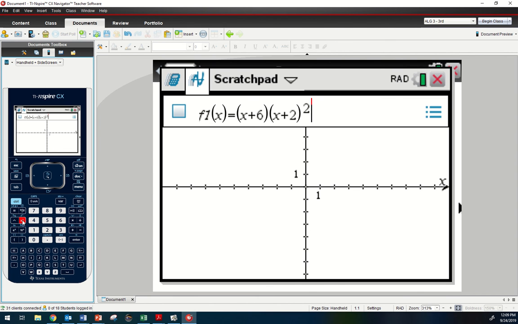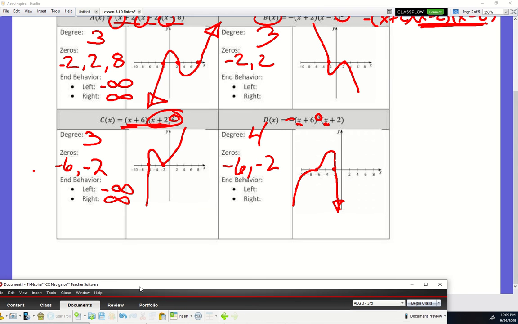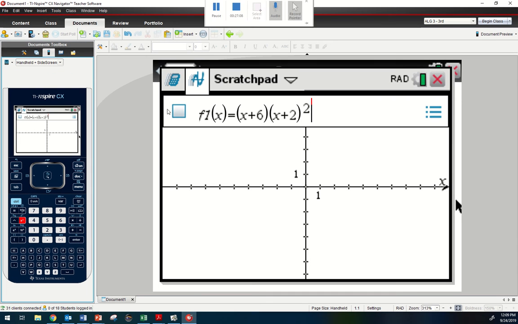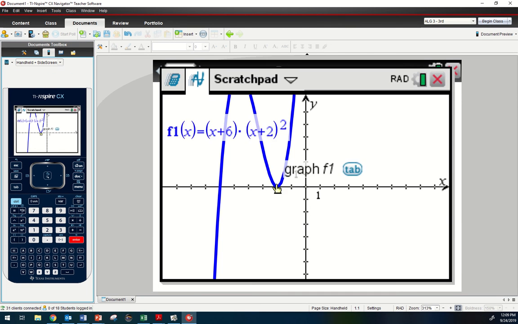C, letter C, bottom left. Yep, there we go. All right, I'm going to hit it. There we go. If you notice, it crosses through -6, up and down, it bounces at -2.